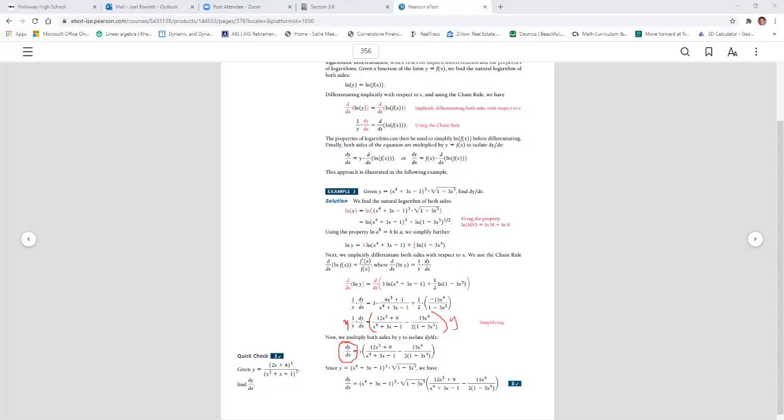Once you multiply both sides by y, those y's cancel. That leaves you dy over dx. And at this point, we are finished. Now, you may be asking yourself, what happened to this y? Well, if you go to the very beginning, y is equal to all of this, right? So they just substituted that back in, and that gives us the entire answer in terms of x, which is our goal.